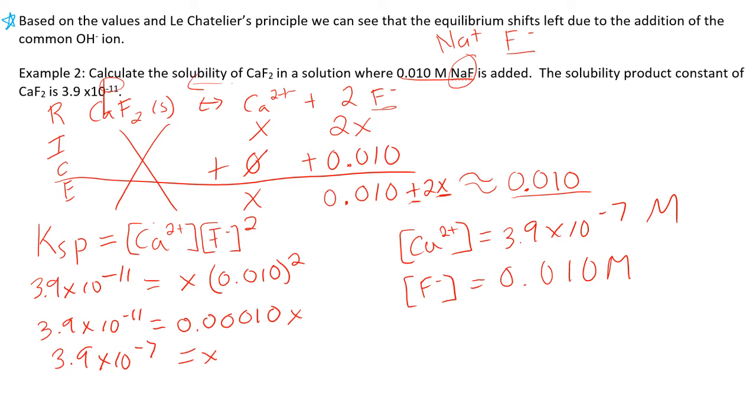The question is actually asking for the solubility of the whole chemical. That means what is the concentration of our chemical at equilibrium. The easiest way to do that is to just look at the ratios. Calcium is in a 1-to-1 ratio with calcium fluoride. So that means that our concentration of our chemical together would be 3.9 times 10 to the negative 7th molar calcium fluoride. And that would be our final answer.